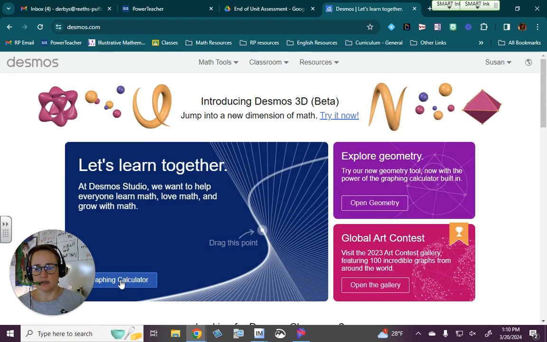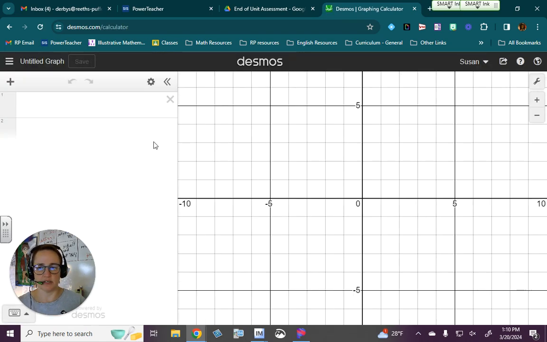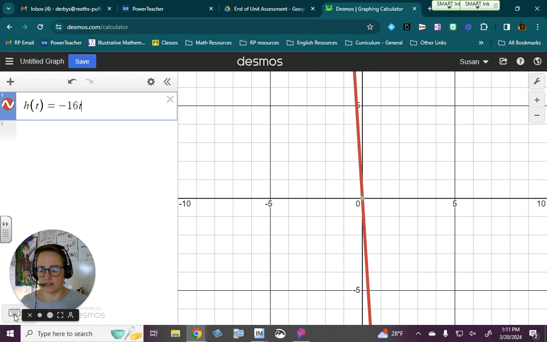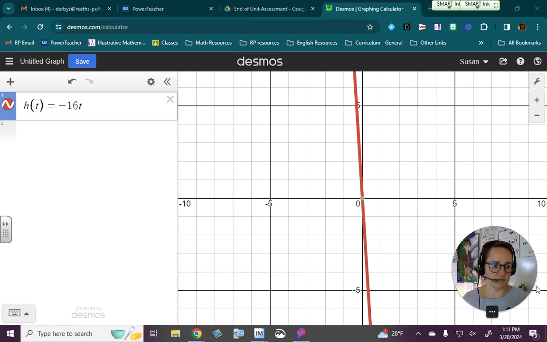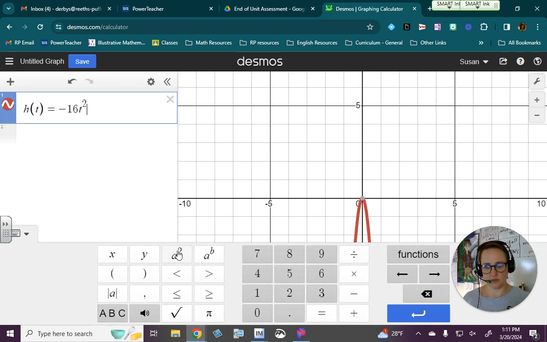So I'm on desmos.com. I go to the graphing calculator, and I'm just going to do this to see it a little more easily. All right, I need to type in my equation, so I'm clicking up here in this box, and I'm going to type in exactly what I see. H of t equals negative 16t, and to get the squared, I'm going to use this keyboard here. So let me just move myself down here. And I want to square it. So there's what I would do to square this graph. Now you see it instantly turned into a parabola, so I know I'm onto something. Perfect.